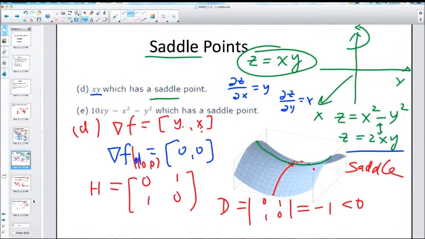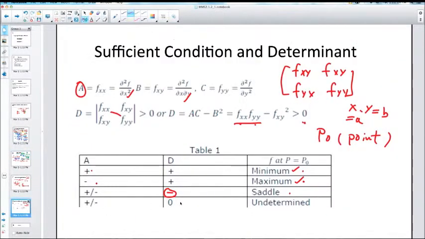Okay, let's continue. So the sufficient condition is determined by two signs. The first is D, positive or negative. The second is A. Only when D is positive do you get the optimization. And if D is negative, you don't get anything.